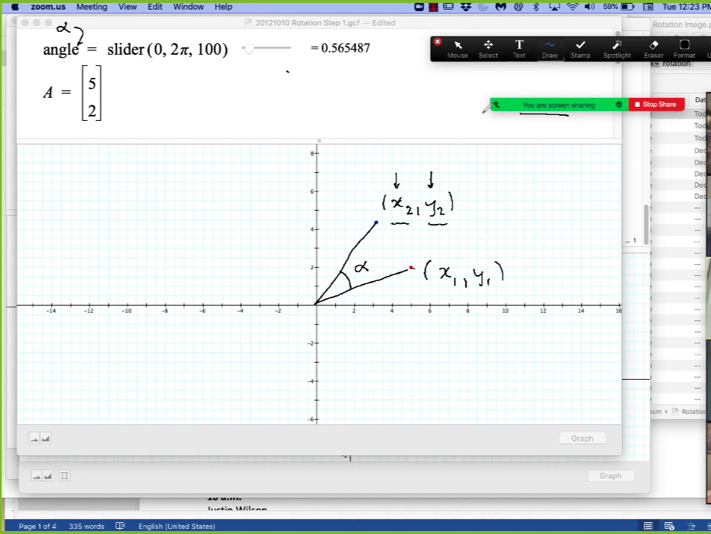I don't remember the formula for them. It's like radius times cosine theta, or cosine something. Cosine something. Okay, good. And then y2 would be r times sine of something. Is this a natural way to define things on circles?